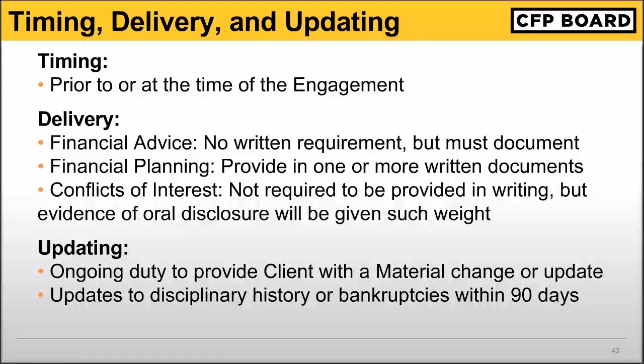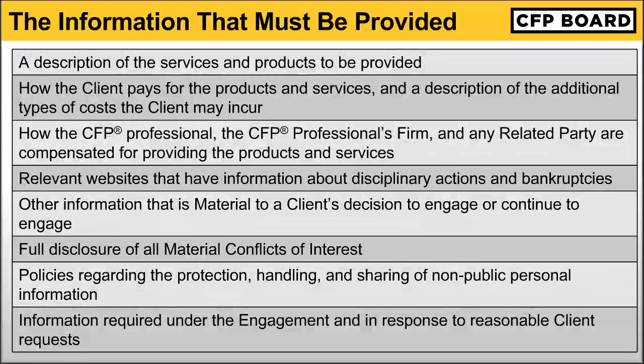The updating is an ongoing obligation to provide to the client any information that's a material change or update to the information required to be provided. So material changes and updates to public disciplinary history or bankruptcy information must be disclosed within 90 days, together with the location of the relevant web pages that publish that action or bankruptcy. And that's the updating standard that applies to this information.